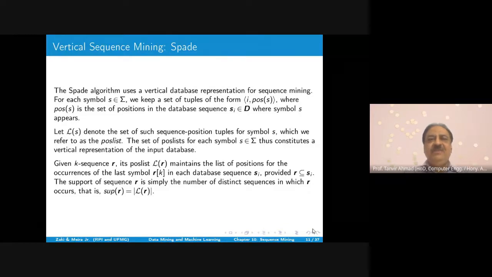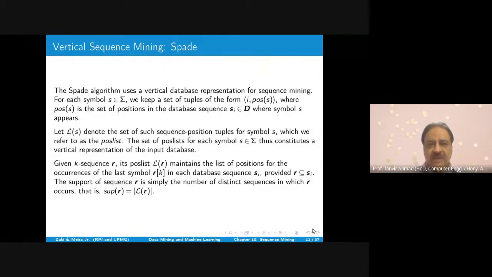Now, there is a difference between the working of SPADE and GSP, and this depends on the data set. Till now, the data set we have been using is the horizontal data set, where the data is in the form of transaction IDs, comma, the items purchased. That means it is in the form of T, comma, I, where T is the transaction and I is the item set.